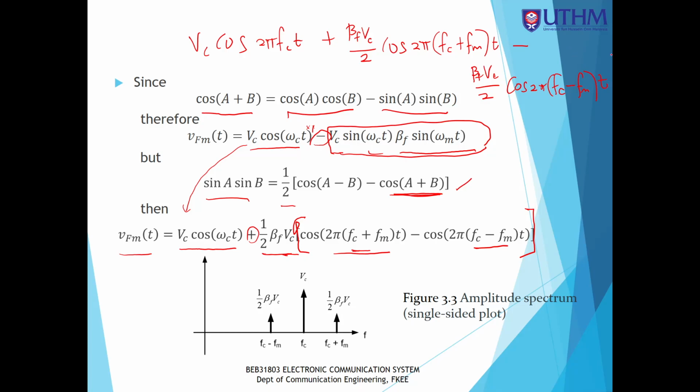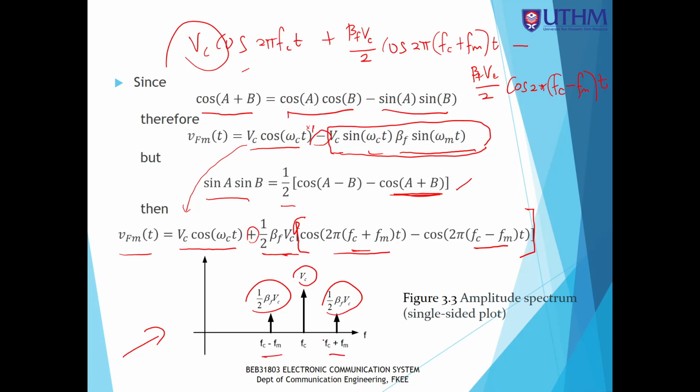Okay, so you see that we have three components now. We have the carrier, we have the upper sideband, and we have the lower sideband. And if we want to draw the spectrum, now we can draw it because we already have the complete equation. If you draw the frequency spectrum, it's going to be like this. The carrier component has the amplitude of Vc, and the sidebands have the amplitude of beta f Vc over 2, for the upper and lower sideband.